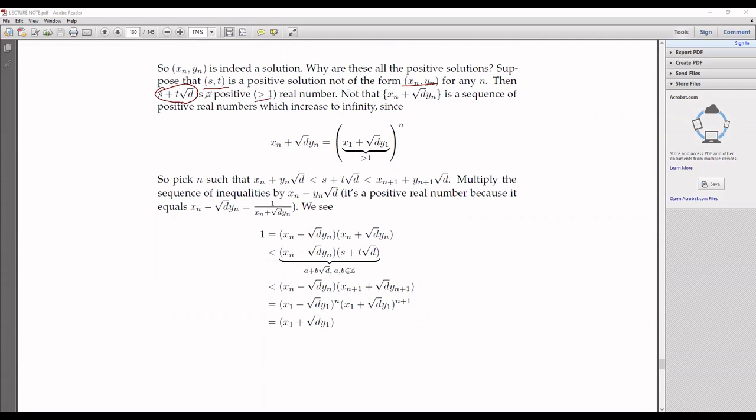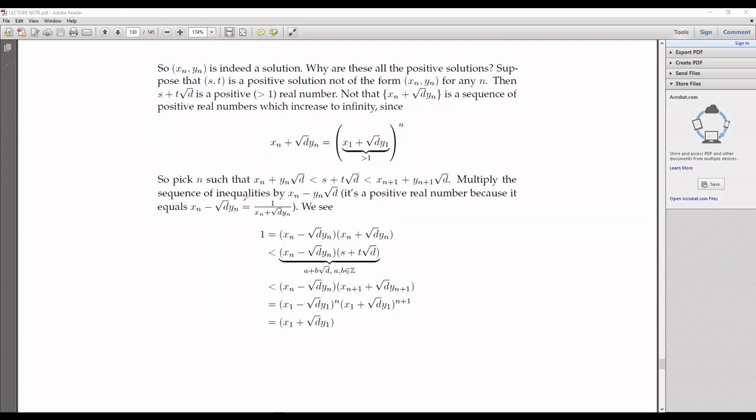Why? Because s, and we are dealing with positive numbers. So s is already greater than or equal to 1, and we are adding something more. So the overall number is greater than 1. Okay, now this sequence is an increasing sequence that can reach up to infinity, right? Because this is this to the power n, and here we have something greater than 1. So taking n tends to infinity will produce infinity.